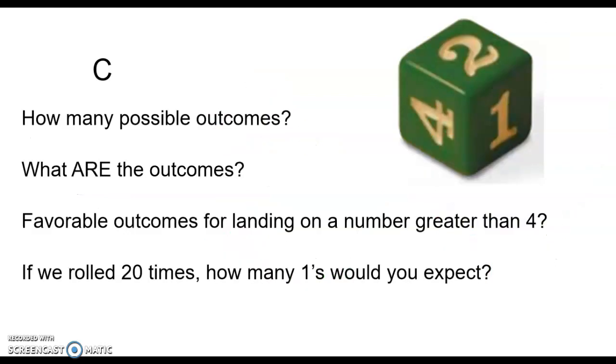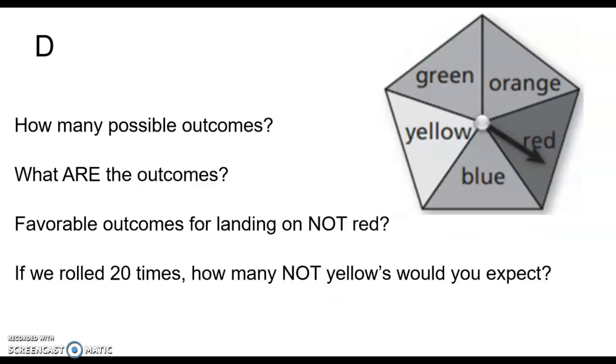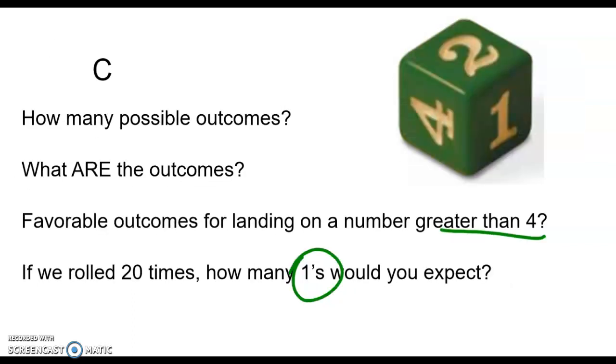Okay, here's experiment C. So experiment C is rolling a dice, or your book calls it a number cube a lot. So this is a cube that's numbered 1 through 6 on each side, okay? So I want you to try this one. You're going to pause and answer how many possible outcomes, what are those outcomes, favorable outcomes for landing on a number greater than 4, and then think about it. If we did it 20 times, how many times do you think you would roll a 1? Okay? So you're going to pause and do C and D. So just finish C and we'll check it, and then we'll go back and do D.